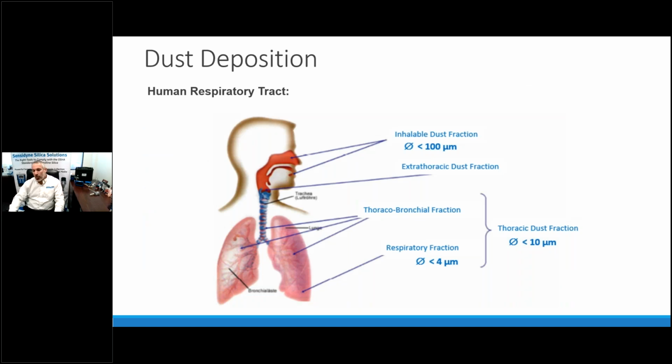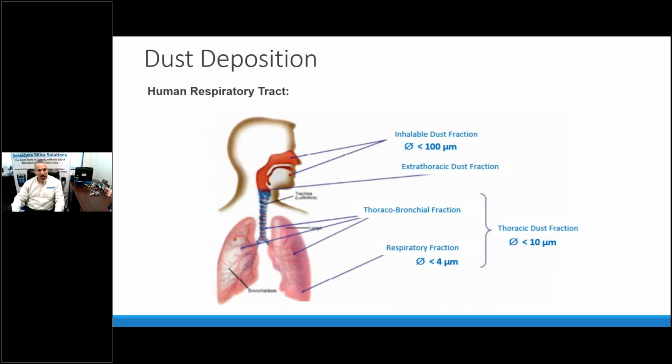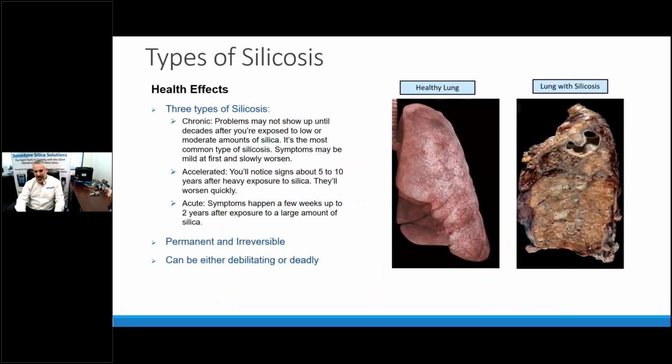I mentioned in an earlier slide the different particle sizes and how they have different hazards associated with them. So here we have a slide of the human respiratory tract, and again, you can see the inhalable dust fraction. These are those particles that are less than 100 microns in size. A lot of these get filtered out.